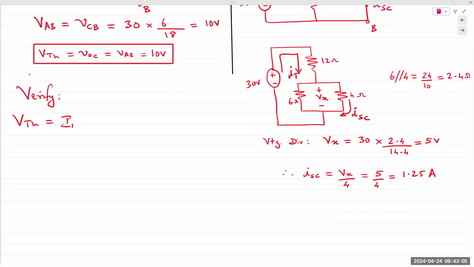VTH should equal IN times RTH. IN is 1.25 amps. RTH was 8 ohms. And that gives me 10 volts. The answer is verified.